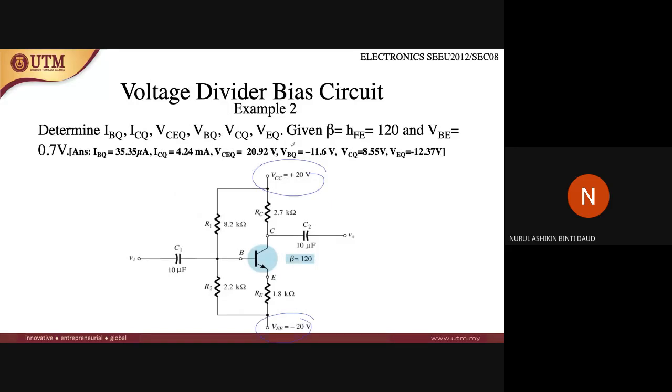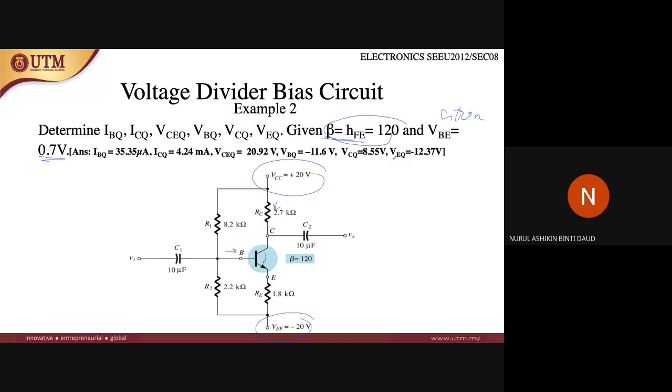So next you need to determine, as usual, IB, IC, VCE, VB, VC, and VE. VCE is here, IC flows here, and IB flows here. It is given that beta equals HFE, which is 120, and VBE is 0.7, so it is also a silicon transistor. And this is the answer.